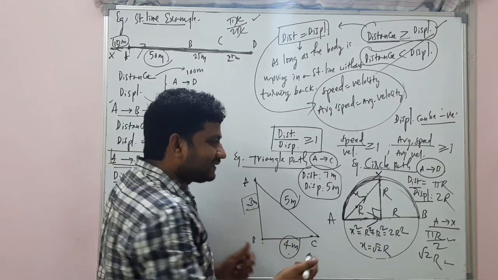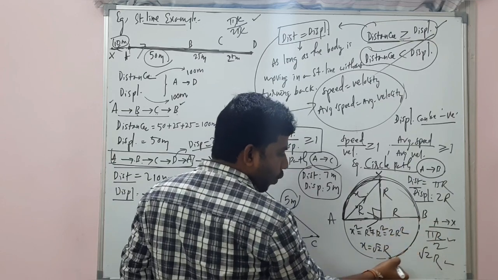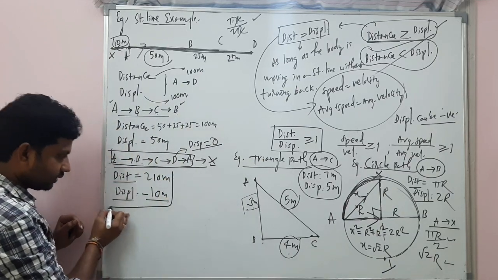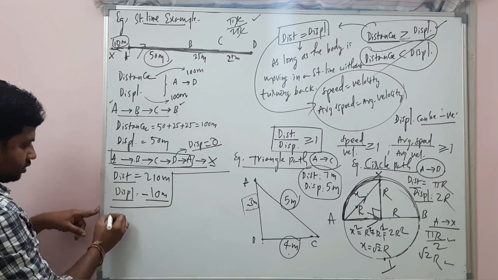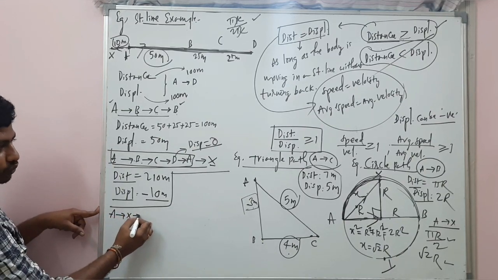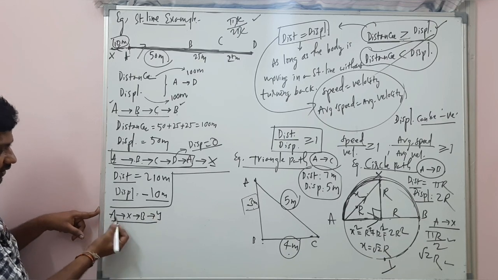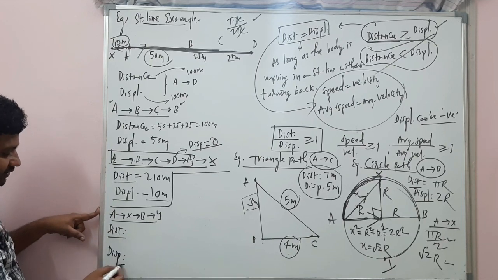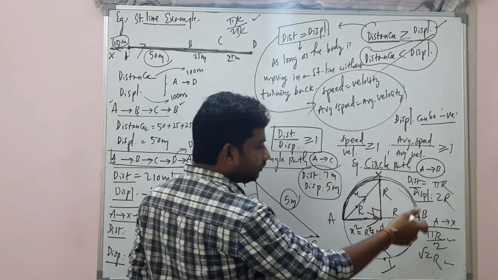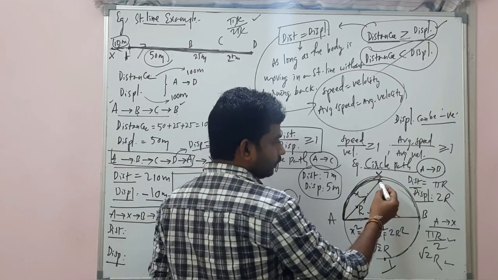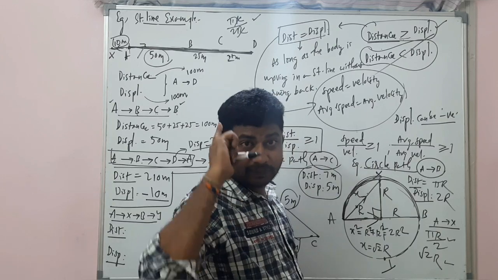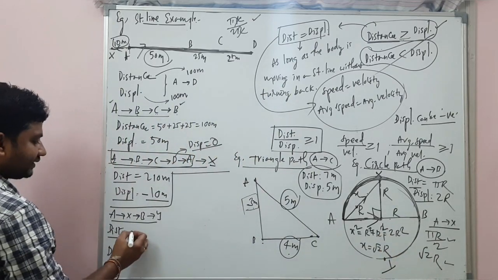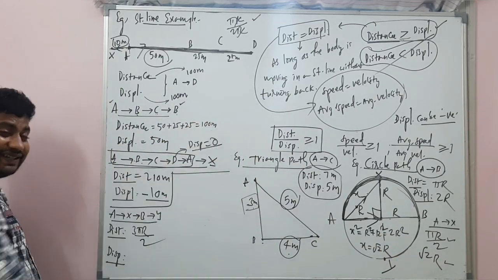From A to X, X to B, B to Y. Exactly till here. Let's see. So, my dear students, let me write here so that you'll understand well. A to X, X to B, B to Y. So that is the distance and displacement I need. So this is distance and here the displacement. So what is the distance, students? A to X, X to B, B to Y. See, pi r by 2, pi r by 2, pi r by 2, the total path covered by the body. How much? It's 3 pi r by 2, isn't it?